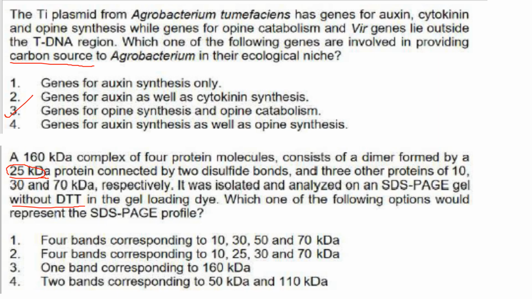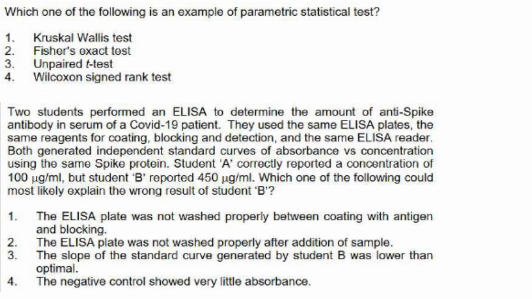4 bands corresponding to 10, 30, 50 and 70 kDa. Yes, that is the answer. Answer is option 1. Then, which of the following is an example of a parametric statistical test? It is unpaired t-test. All the others are non-parametric tests.